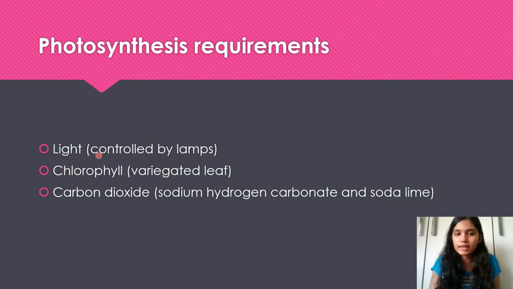So light is controlled by lamps. Chlorophyll can be controlled by a variegated leaf, which is basically a leaf with some patches of green and some patches of white. The patches of green have chloroplast, so chlorophyll is present there, and the patches of white have no chloroplast, so no chlorophyll is present there. And then the third component is carbon dioxide, which is controlled by sodium hydrogen carbonate and soda lime. Sodium hydrogen carbonate is a chemical that releases carbon dioxide, and soda lime absorbs carbon dioxide. So these two are also very important in chapters 11 and 12, where you will study respiration. Okay, so let's move on.